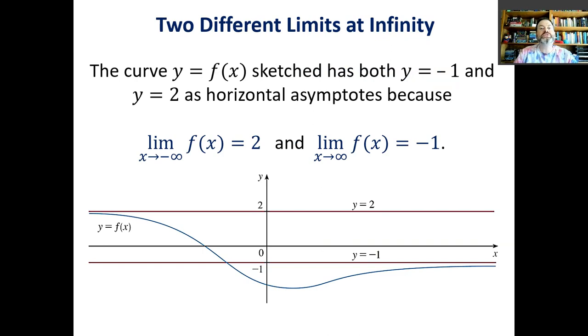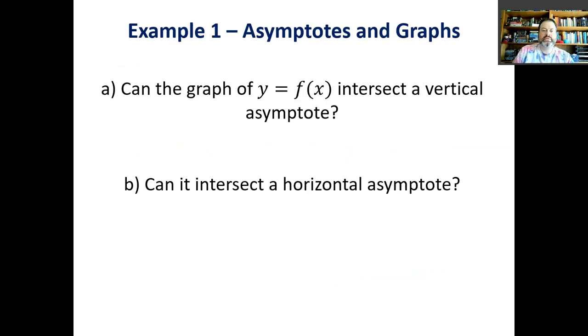Also, we can have two different horizontal asymptotes. That's very important, because the limits could be the same on both sides, or they could be different. If the limits are different on both sides, then you'll have two different horizontal asymptotes. But as you can see, you could have at most two horizontal asymptotes, because you're either going to the right or you're going to the left.